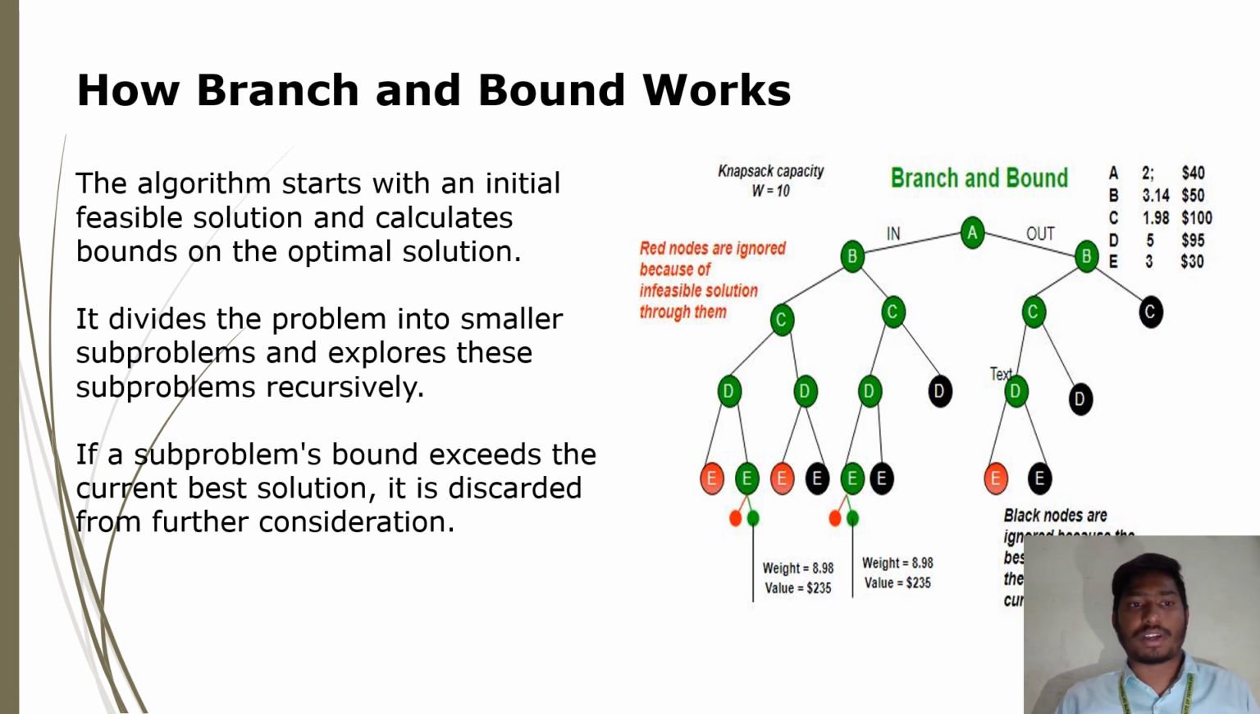How branch and bound works. The algorithm starts with an initial feasible solution and calculates bounds on the optimal solution. It divides the problem into smaller subproblems and explores these subproblems recursively. If a subproblem's bound exceeds the current best solution, it is discarded from future consideration.